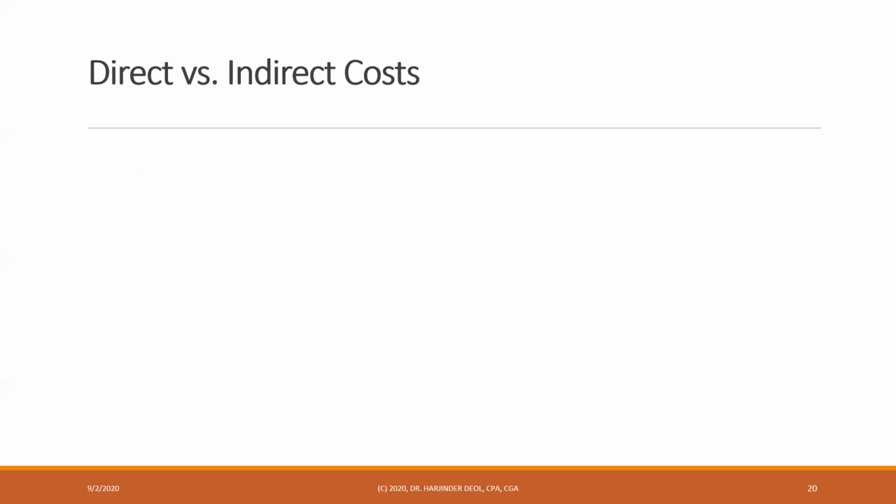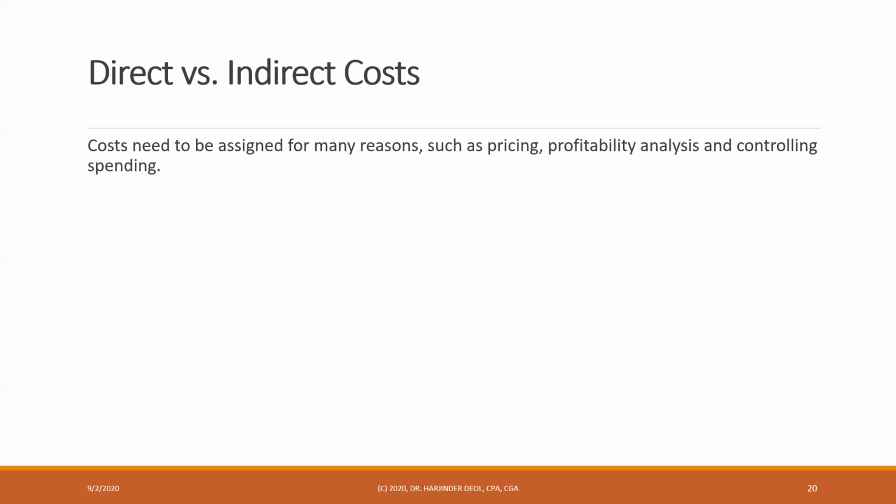A look at direct versus indirect costs. Now, costs may have to be assigned for many reasons, such as we're trying to understand the profitability of a particular product, or we're trying to get a handle on how we should price a particular product, or we're trying to control spending on a particular product or activity.